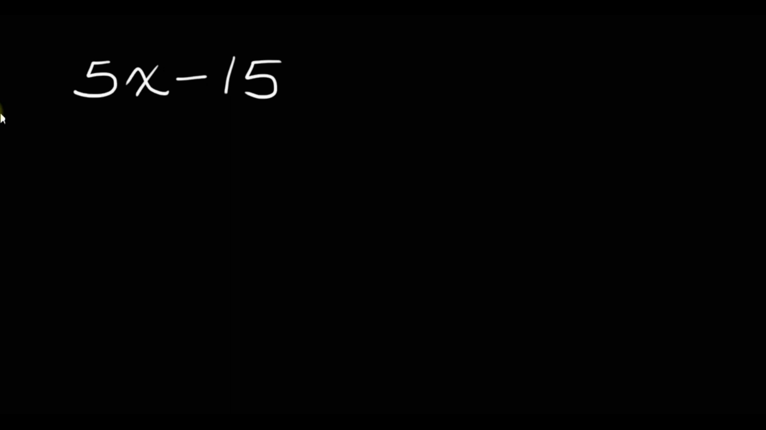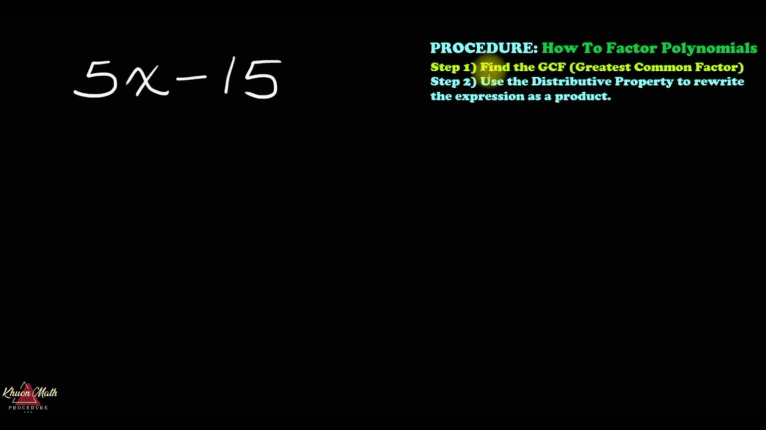Okay, let's look at this example right here. 5x minus 15. It's a polynomial, and we are going to factor this polynomial. So here's a procedure of how to factor polynomials. First thing you have to do is find the greatest common factor. GCF is the greatest common factor. It sounds like what it is, meaning the biggest number that can go into 5 and also can go into 15.